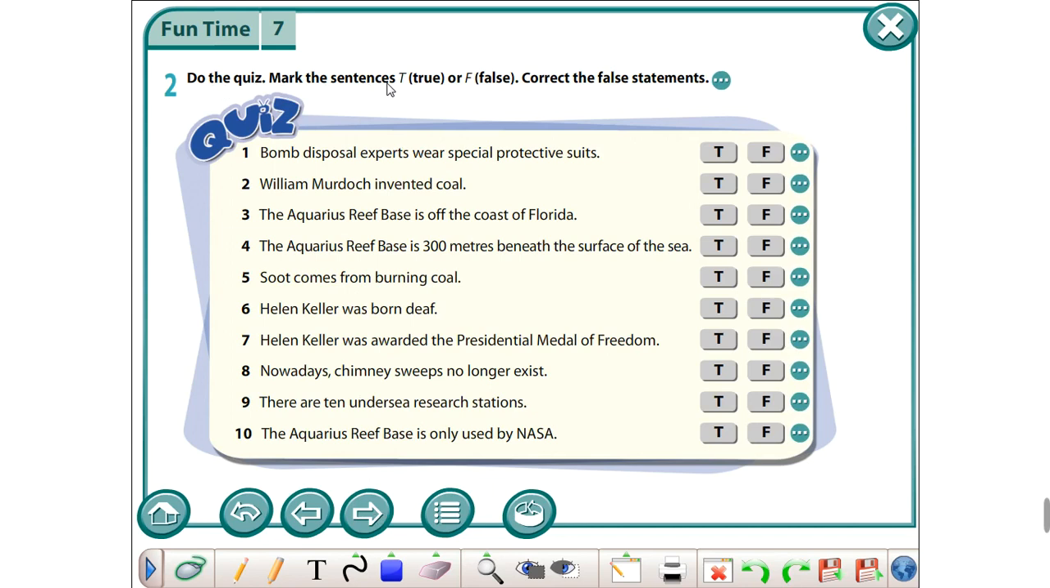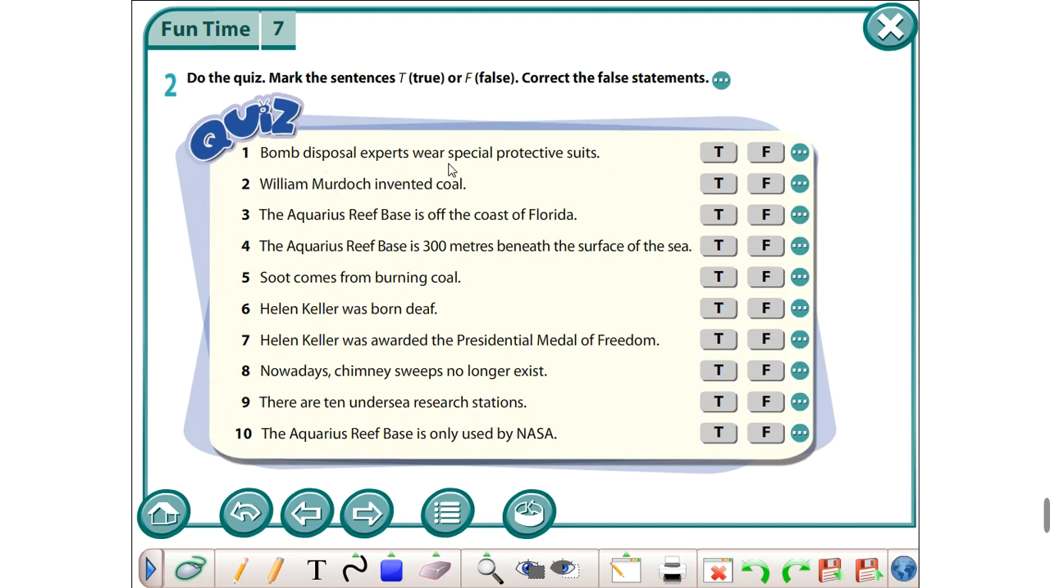Exercise number 2. Do the quiz. Mark the sentences true or false. Correct the false statements.